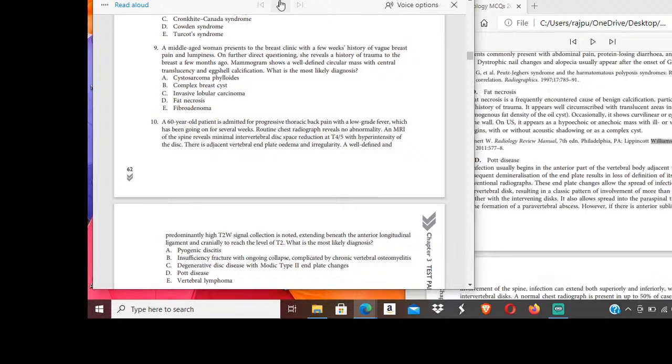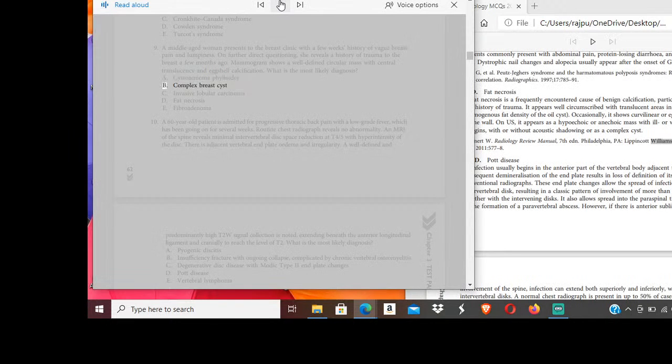A. Cystosarcoma phyllodes. B. Complex breast cyst. C. Invasive lobular carcinoma. D. Fat necrosis. E. Fibroadenoma.